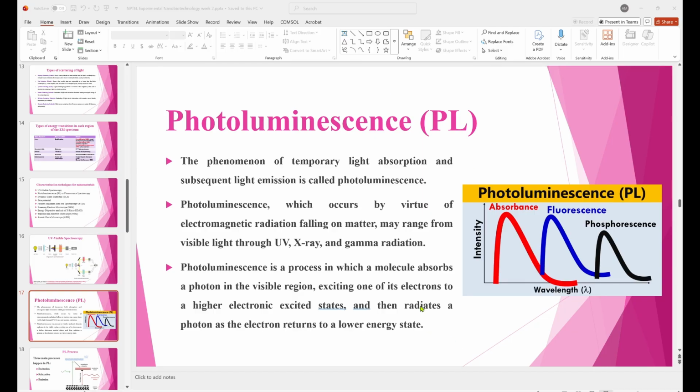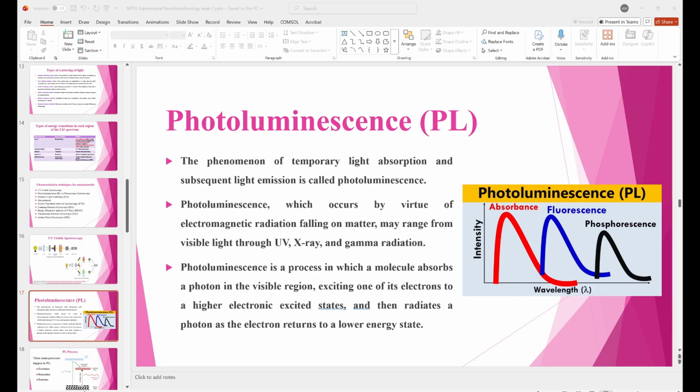And the emission spectrum is shifted because when the electron is in its higher excited state, it comes to the lowest excited state by non-radiative relaxation. So some energy is lost. That is why the emission spectrum shifts towards the higher wavelength. Okay, so these are the three main processes that are happening: excitation, relaxation, and emission.